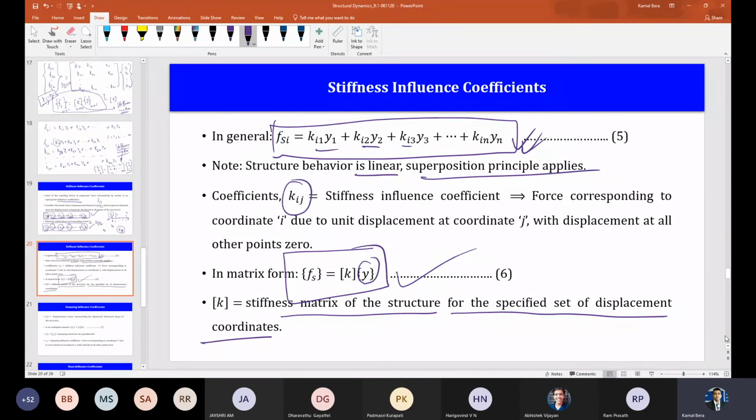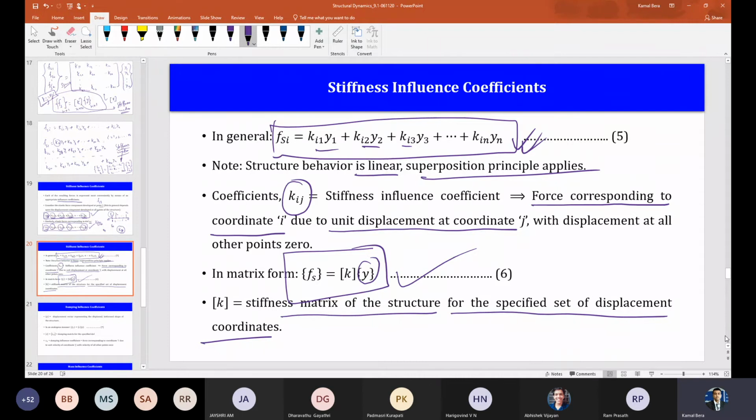Okay, what is Kij? Stiffness influence coefficient, or simply the stiffness coefficient. It is defined as the force corresponding to coordinate i, or node i, due to unit displacement at coordinate j, with displacement at all other points 0. Okay.